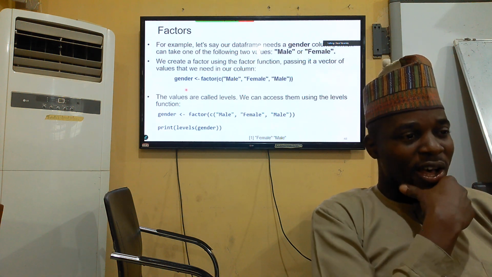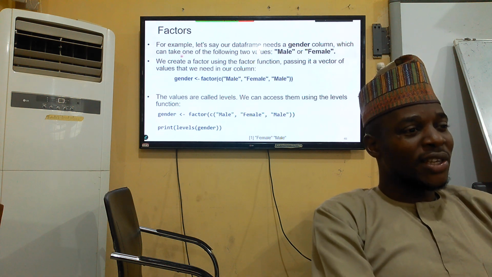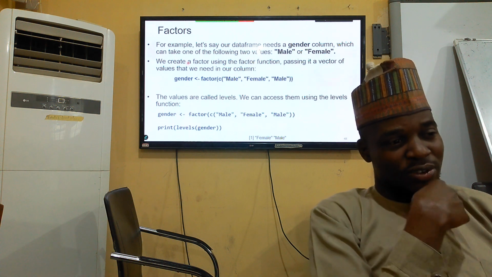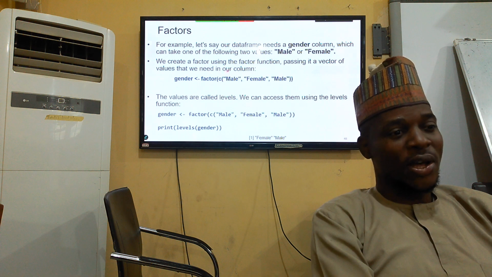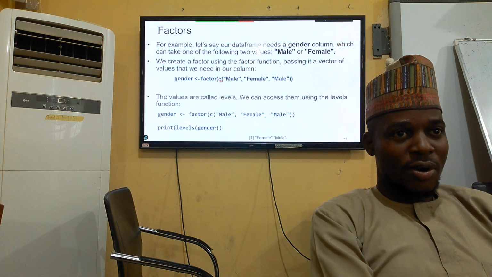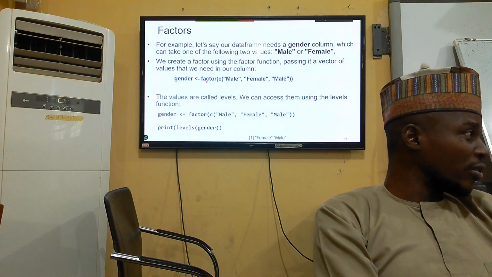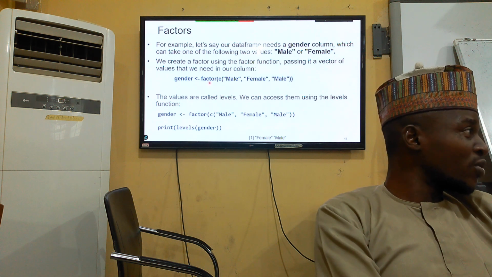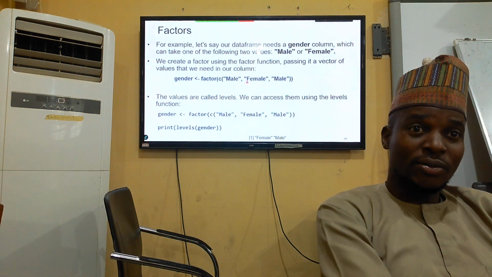So for example, let's say our data frame needs a gender column, which can take one of the following two values, male or female. We can create a factor using the factor function, passing it a vector of the values that we need. So you have a vector containing male, female, male, isn't it? If you make it a factor, you are saying that the entries for this column should be in any of the individual categories here. How many here? 2, huh?